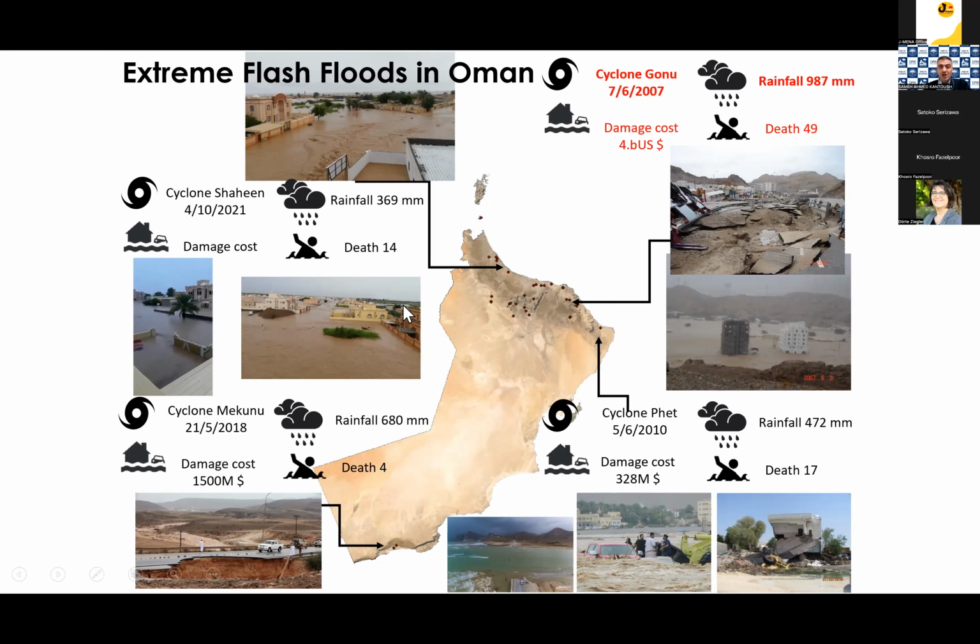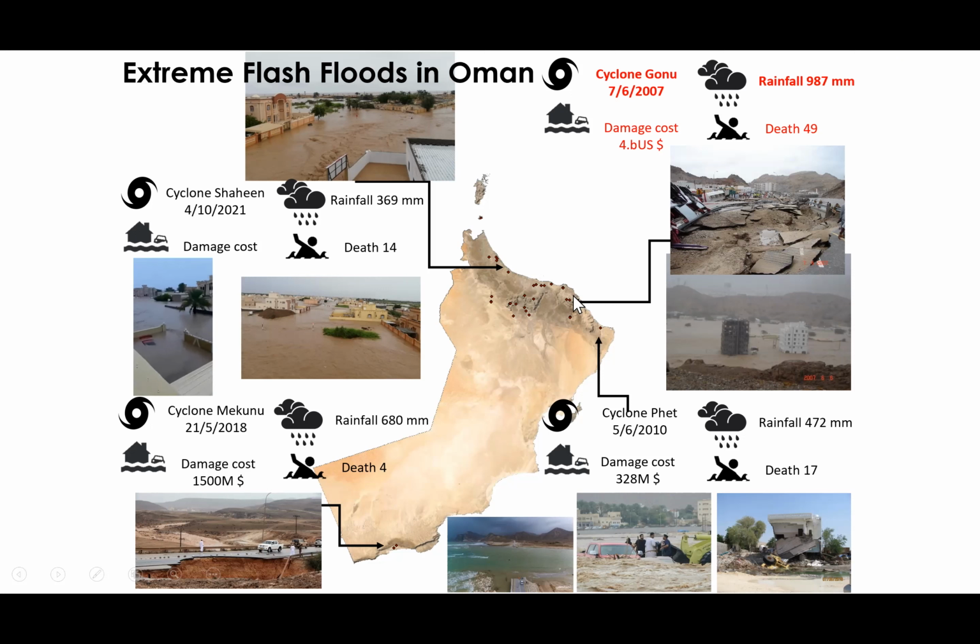But for Cyclone Shaheen, the most important part is the high flow and the sediment. You can see some of these pictures of flooding, inundation, and damage due to sediment movement. These black dots are the locations of the dams in Oman, concentrated in the northern part, where there is high rainfall and a large number of cyclones hitting this area.